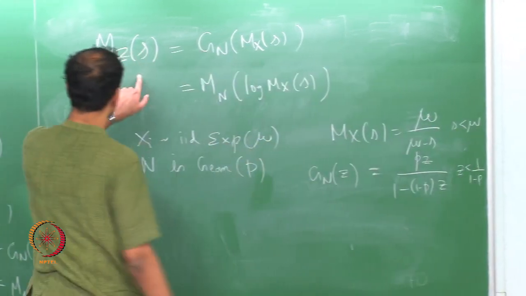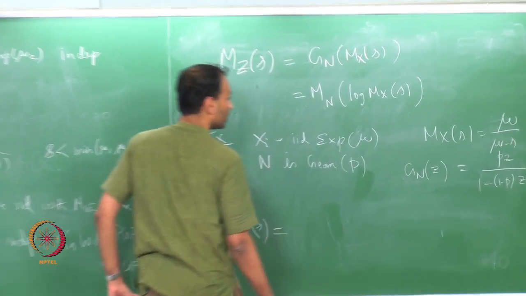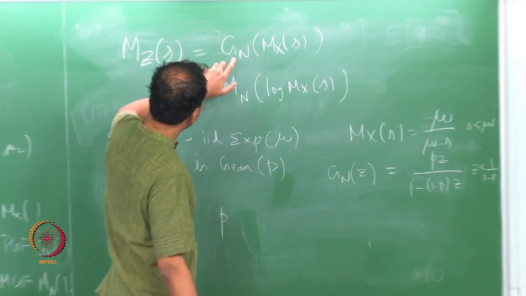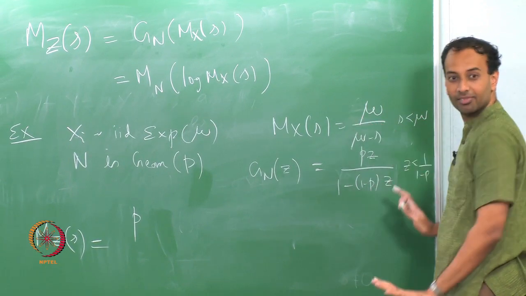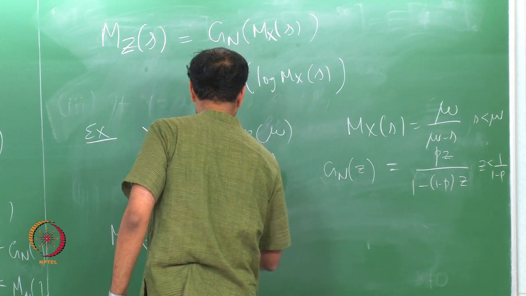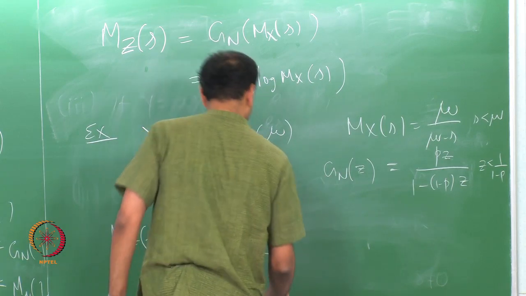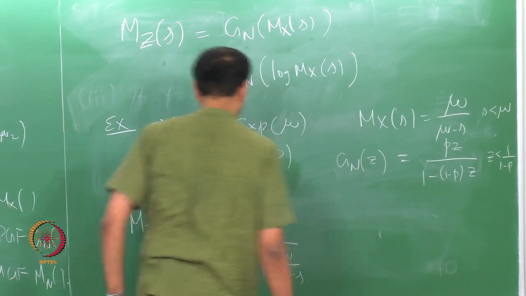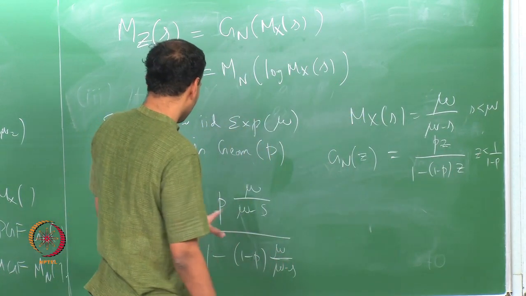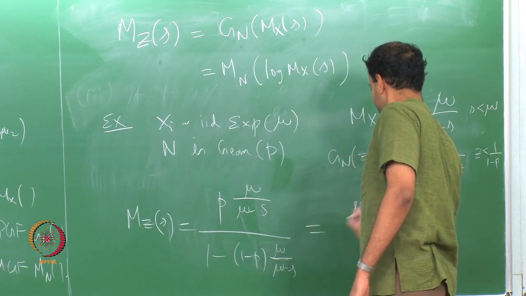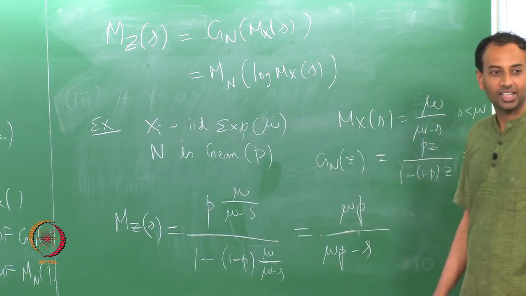So if I were to blindly substitute here, my Z is of course my geometric sum of exponentials, M_Z(s) will be equal to G_N of M_X(s). So whenever I have G_N of z, in place of z I have to write this whole thing. So I have to write p times mu over (mu minus s) over 1 minus (1 minus p) times mu over (mu minus s). I have to take care of the regions of convergence, of course. And I think you just simplify this, you should get mu p over (mu p minus s). Actually, I did not even compute that, because I know the answer.